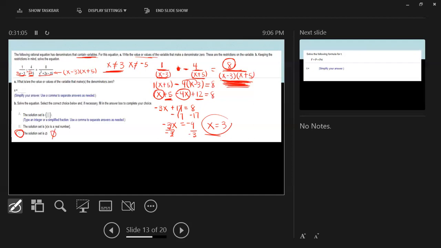But now up here, I have to go write my restrictions. So I said x can't be 3 and x can't be negative 5 because it will make 0 in the denominator. And you will probably remember this problem type from your homework. So this is how you would do an item similar to this one.